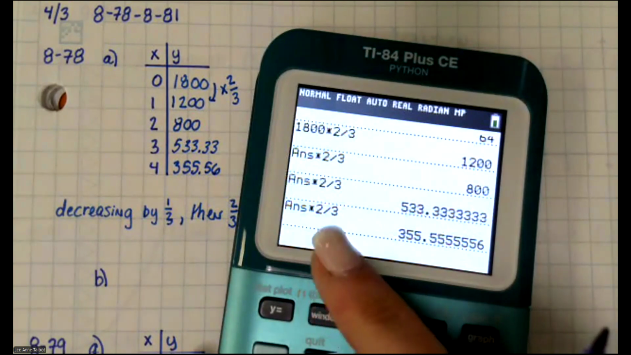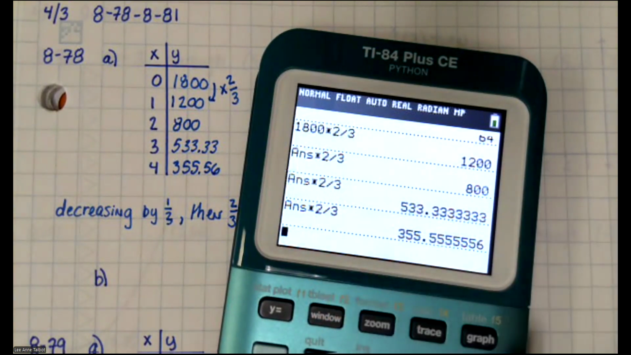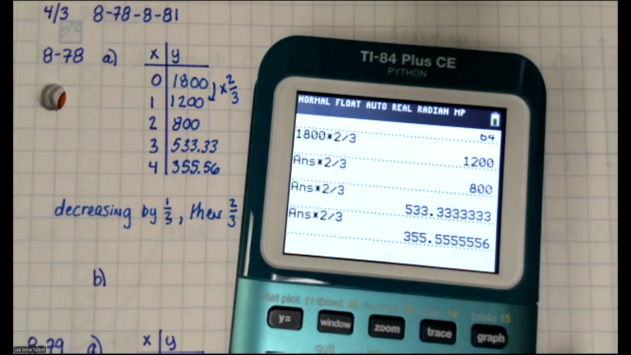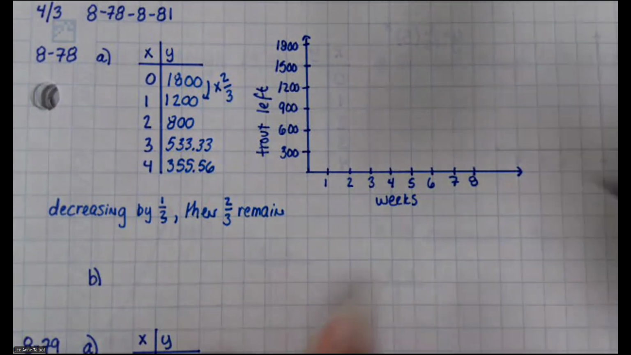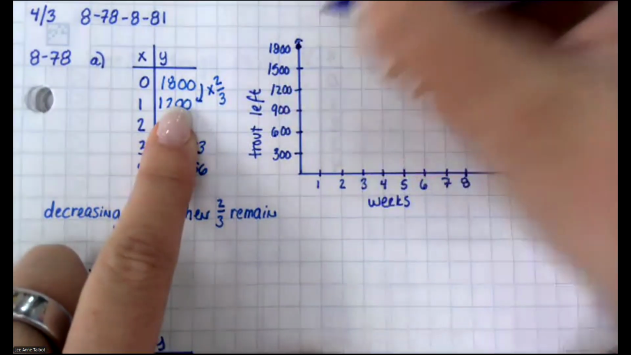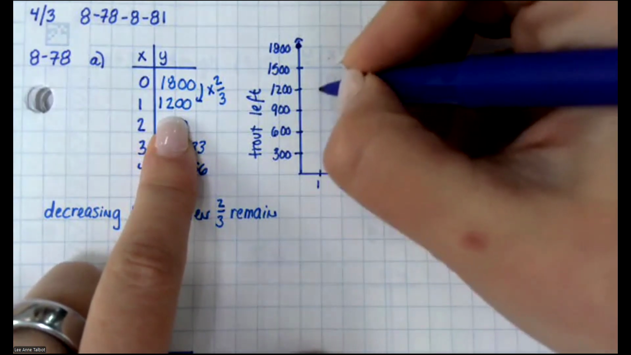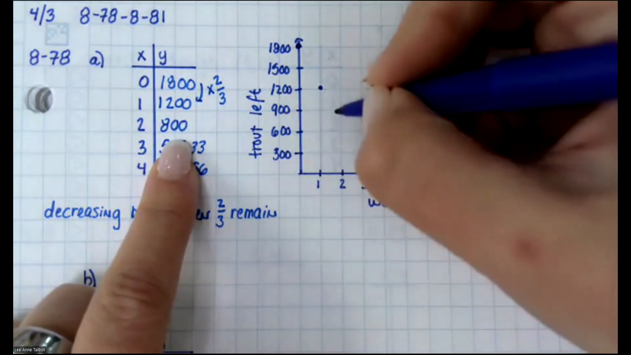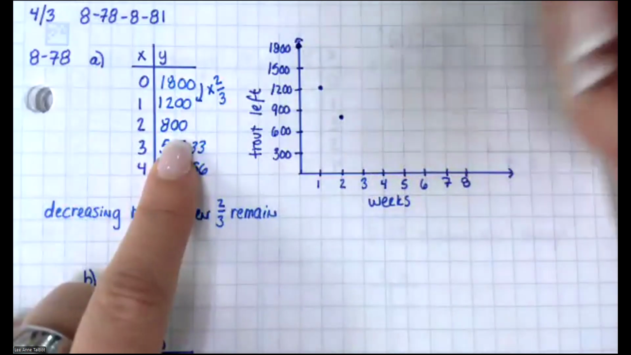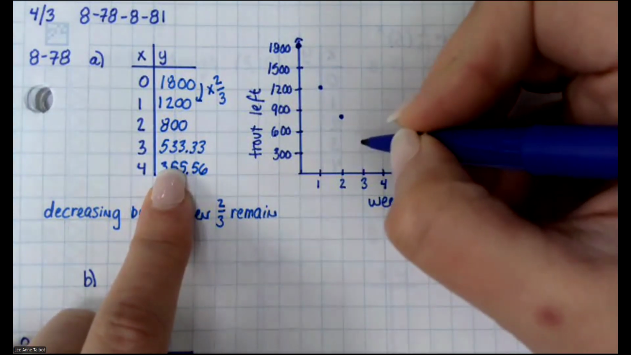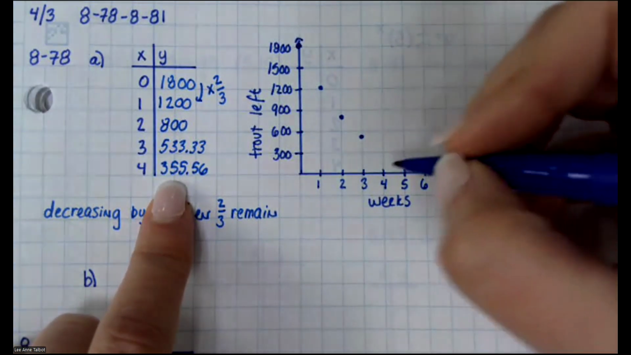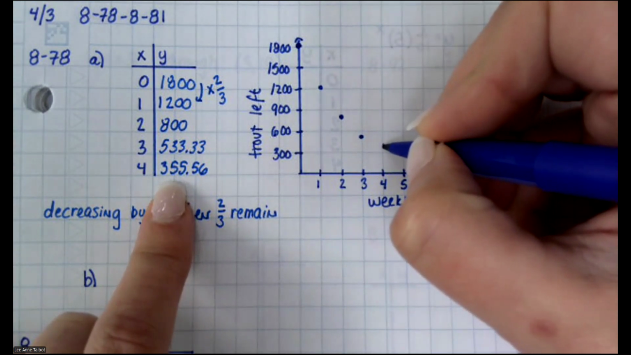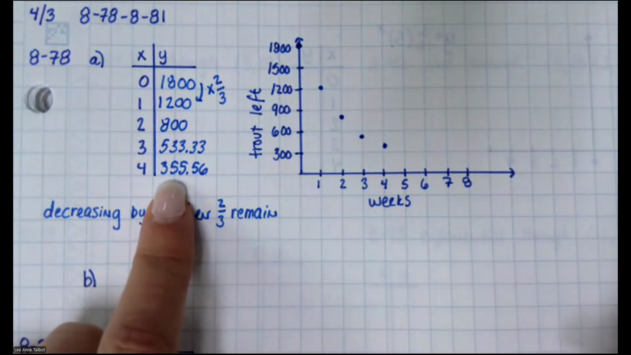I just did 2 divided by 3, like the regular numbers. Excellent questions. Okay, now we're gonna graph the dots. So 0, 1,800, 1, 1,200, 2, 800, which is there-ish, 3, 533, which is gonna be just a little bit under the 600. And then 4 is 355, which is just gonna be a little bit above the 300.